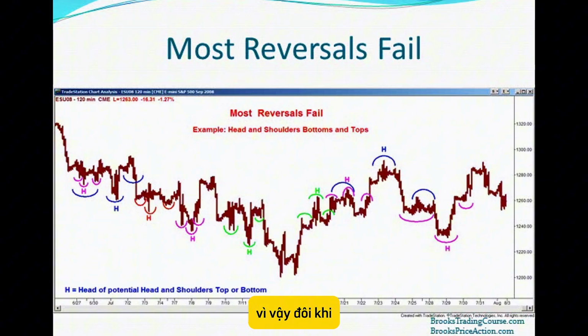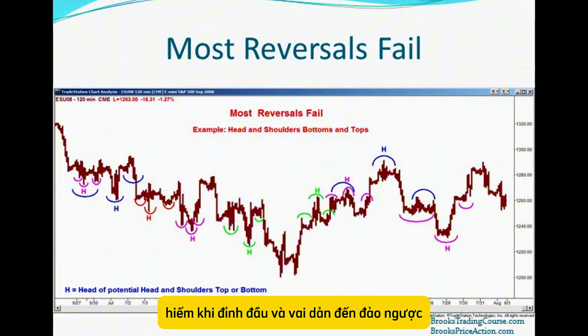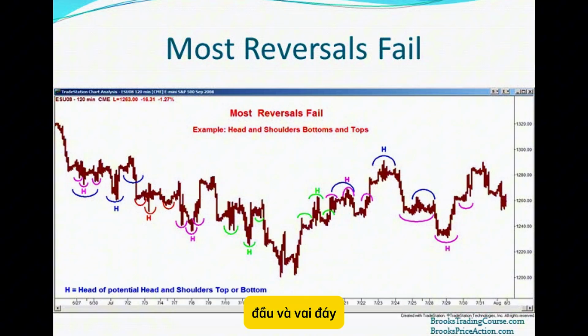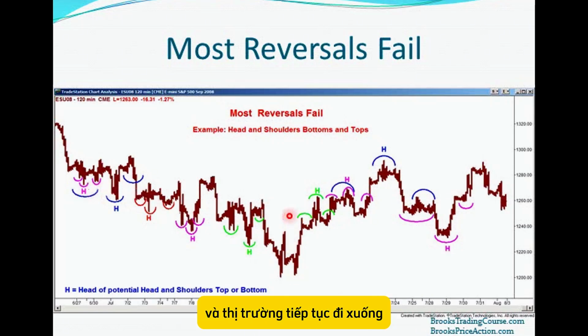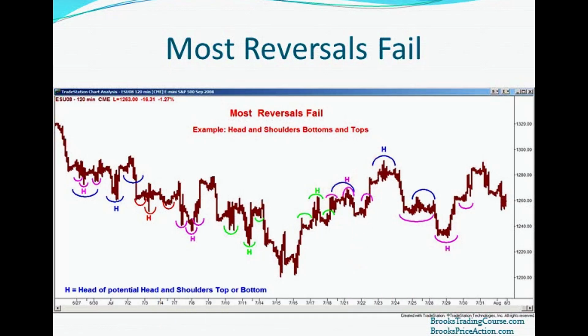So sometimes, rarely, head and shoulders tops lead to reversals. Head and shoulders bottoms sometimes actually lead to reversals. But most head and shoulders bottoms become bear flags and the market continues down. Most head and shoulders tops become bull flags and the market continues up.